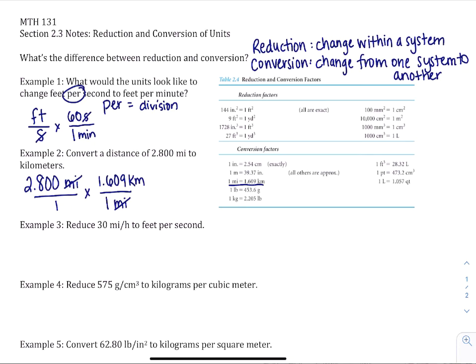So I'm going to take this 2.8, and since the 1.609 is above the line, I will multiply. And so my answer is 4.505 kilometers.